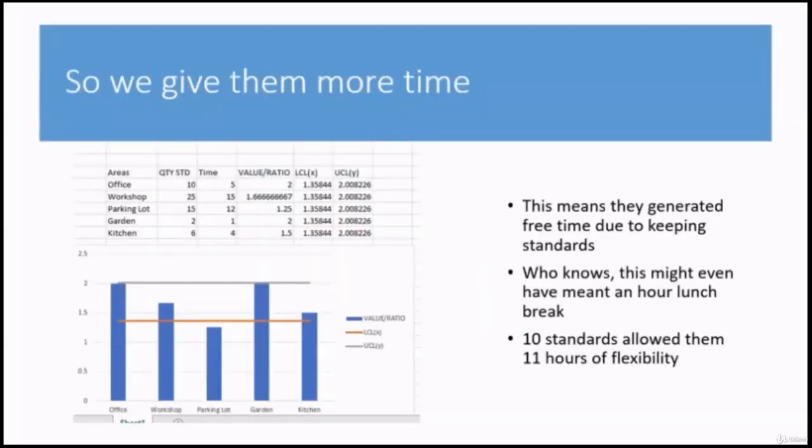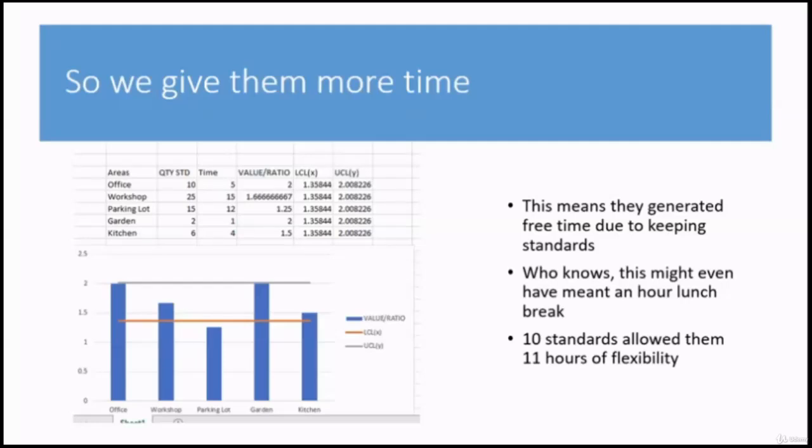So what should we do? The usual suggestion is to give them more free time if they want to raise up their standards. This means that they've generated more free time due to keeping up 25 standards. So in this scenario, when bringing them all back into order again, the workshop has now 15 hours instead of the initial 4 hours in order to complete their 25 standards.